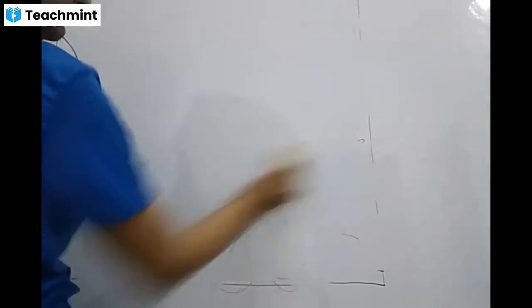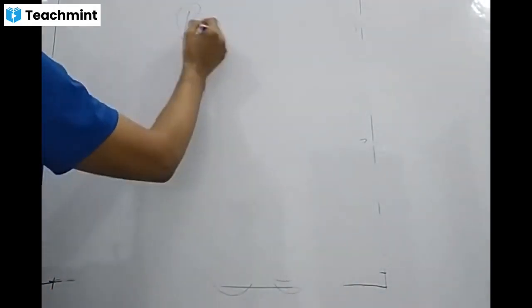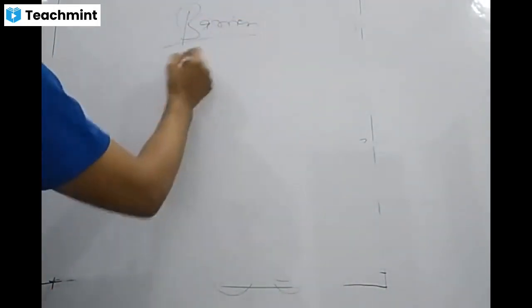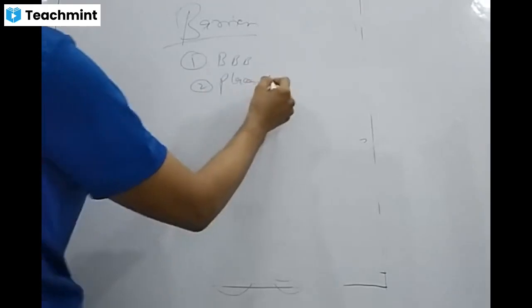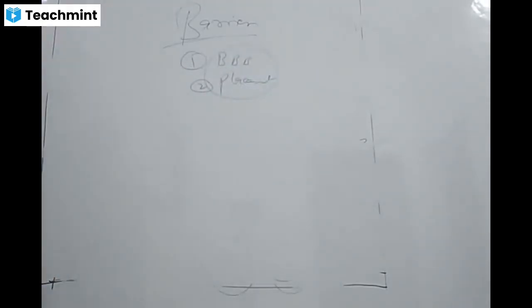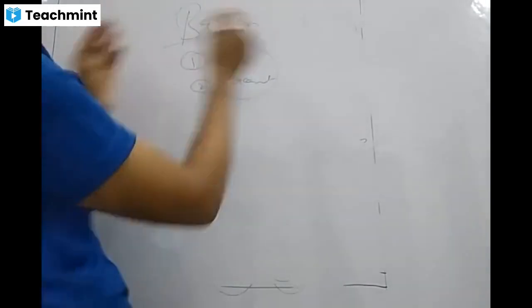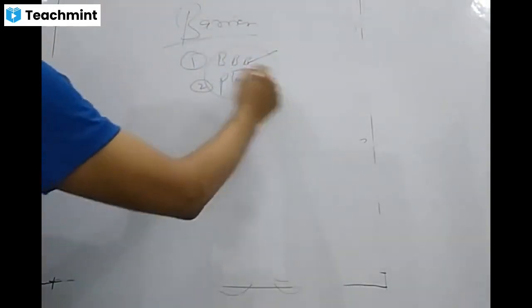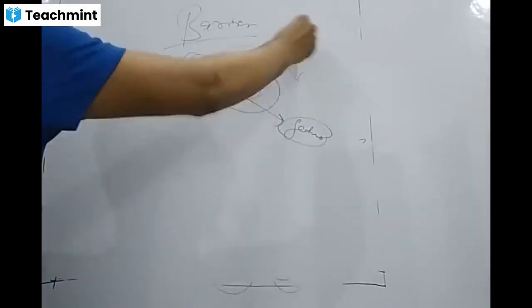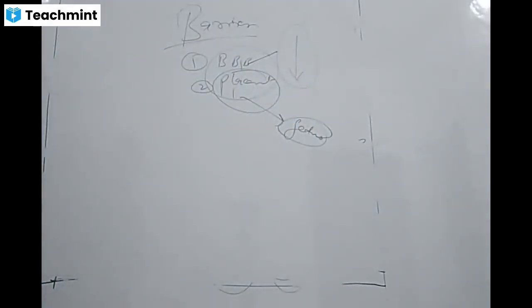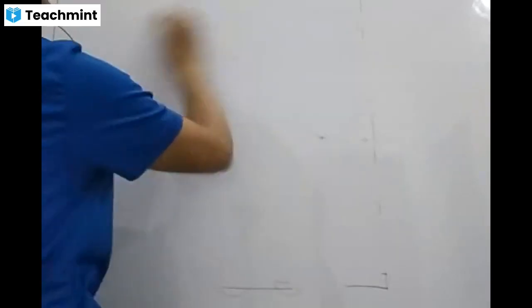The next factor with distribution was barriers. There are many barriers, like the blood-brain barrier and the placental barrier. These barriers do not allow a drug to enter into the brain, or to enter into the fetus. So these barriers decrease distribution.